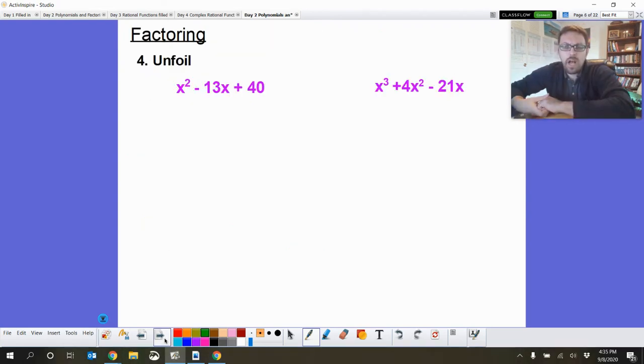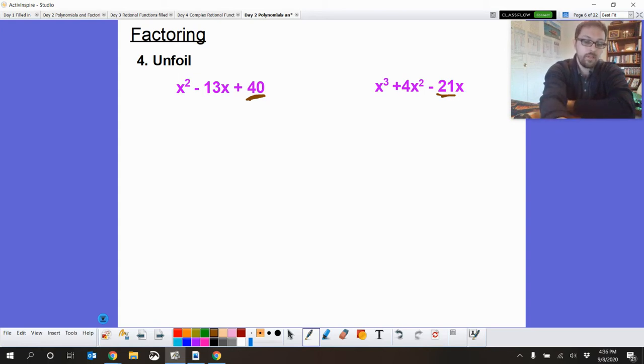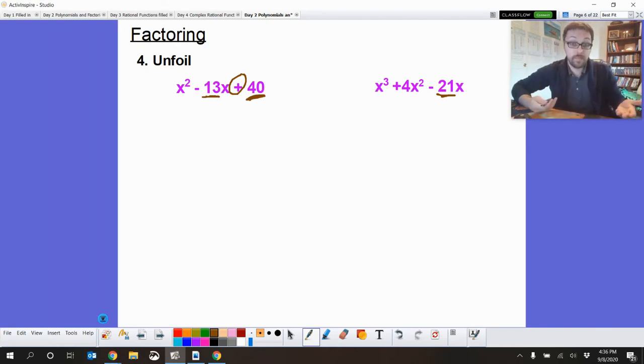I'm going to do a couple more examples. We got to talk about unfoiling. So when you're unfoiling, my trick that I remember is I want to multiply to this number on the end. So I'm going to be trying to multiply to that 21 or multiply to that 40. Then you need to do whatever this sign is to get to the middle. So what multiplies to be 40 and adds to be 13. So 4 and 10, that multiplies to be 40. But 4 plus 10 doesn't get 13, so I don't want that.